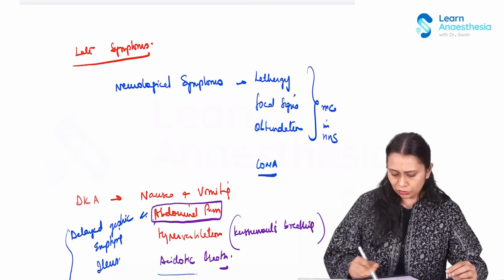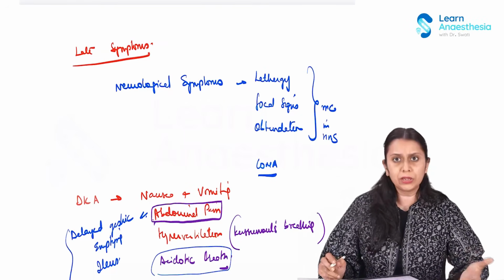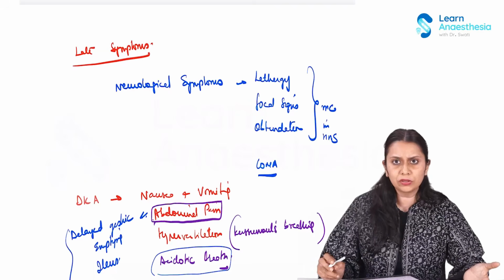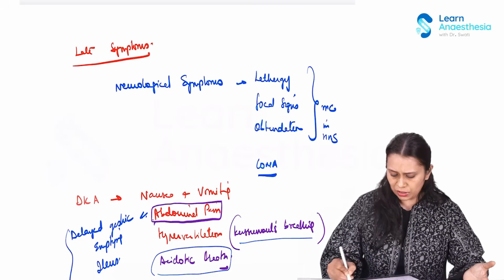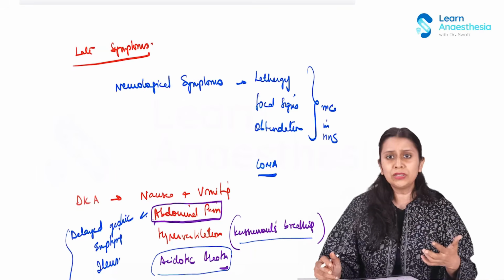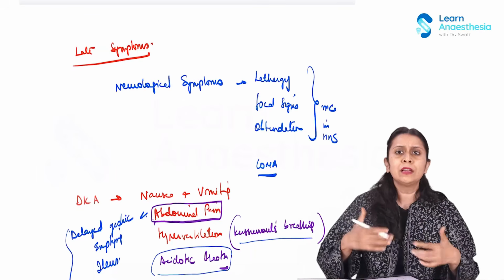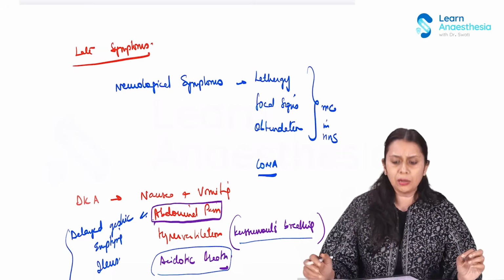Okay. Acidotic breath is because of the ketotic breath, the fruity smell of the breath is because of the ketone bodies, and Kussmaul's breathing is because of the acidotic state the patient is in, the patient is trying to hyperventilate and clear out the carbon dioxide.